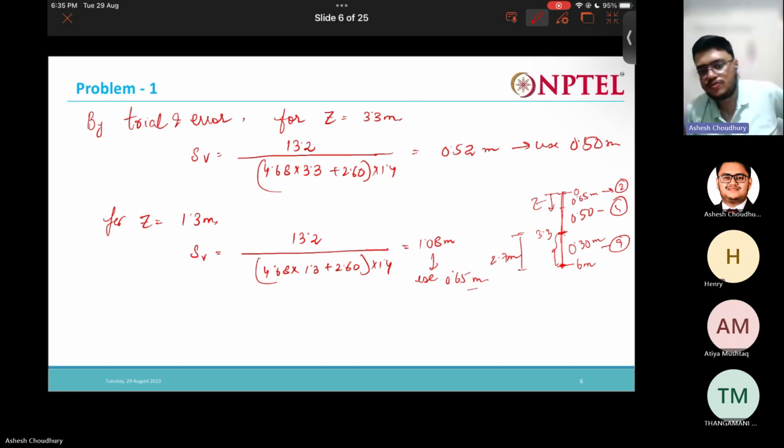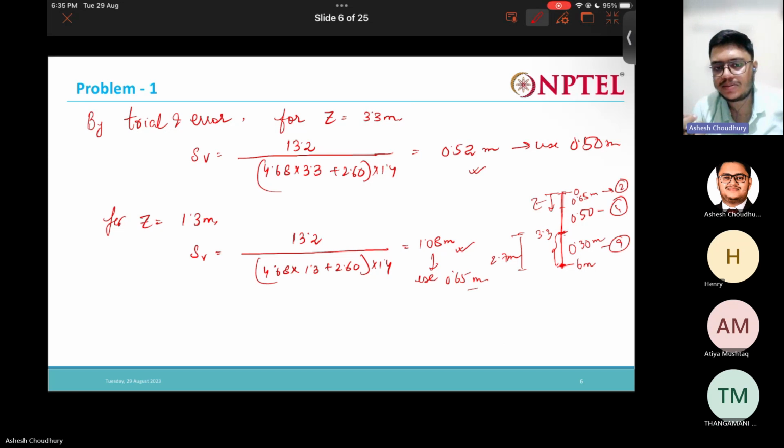It is up to you how to adjust all this reinforcement spacing. You just need to do some trial and error, check like that, and adjust the spacing.